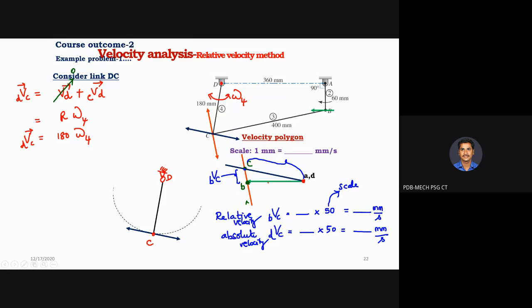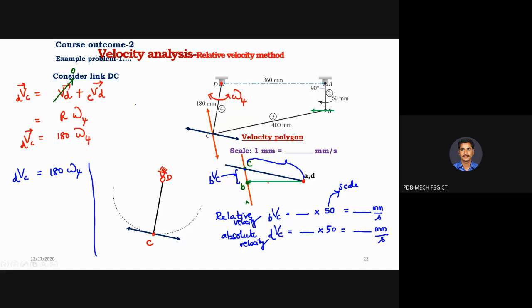Okay. Now how to find out the angular velocity of the link 3 and 4? Sir, we should apply in the formula, sir. Yes. Already ஒரு formula வச்சிருந்தோம் இல்லையா? What is formula? Velocity of C with respect to D, அப்படின்னு ஒரு formula இருந்துச்சு இல்லையா? That is equal to how much? Yes, sir. 180 into omega 4. Omega 4. இதை வச்சு omega 4 கண்டுபிடிக்கலாம்.